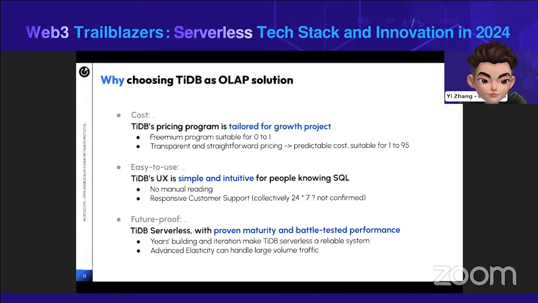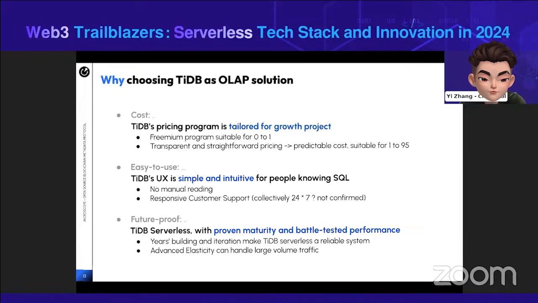And TiDB Serverless is reliable, and I think the reason the pricing is easy to predict and affordable is that they have a very good advanced elasticity algorithm to make the system able to handle from very small TPS to very large TPS.